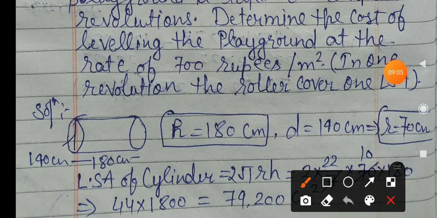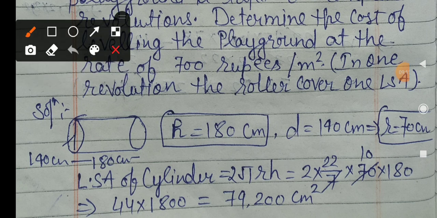That's why we have to get the distance in one rotation. Okay, so how to find the lateral surface area of a cylinder? We have to use the formula 2 pi r h and put in the values of r and h. Here the value of h is equal to 180 and the diameter is equal to 140, so the radius is equal to 70 centimeter, because the radius is half of the diameter. Okay, you have to learn this concept that radius is half of the diameter, so half of 140 is equal to 70. So that means radius is equal to 70.